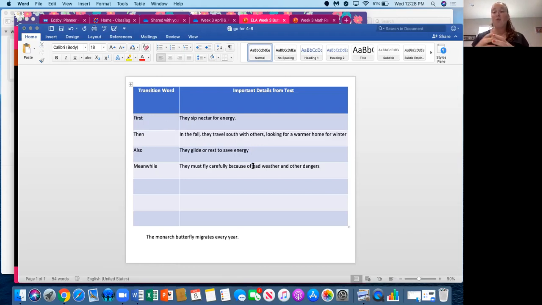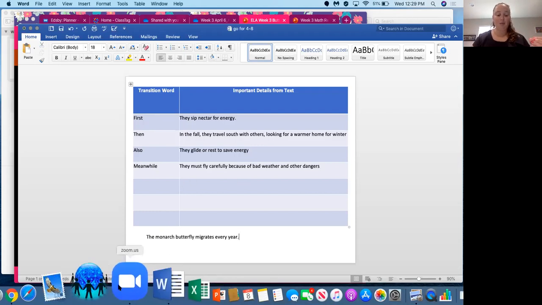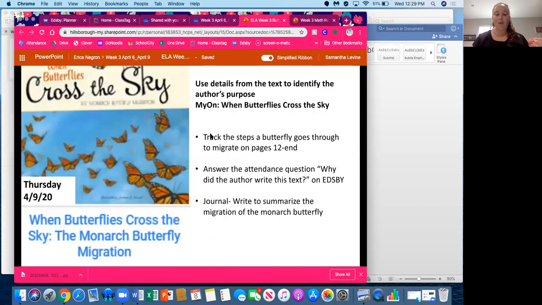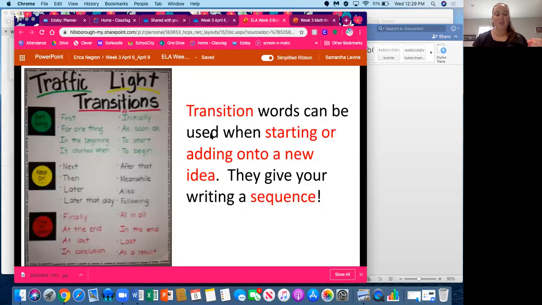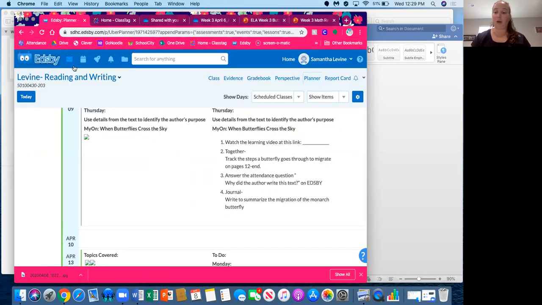These are your notes. We stretch out those ideas to make our writing flow and sound interesting. Remember, when you wrap up your writing, think of those end transition words: finally, at the end, at last, as a result. Those are going to wrap up your writing with those last details of what happens at the end of the butterfly's migration.